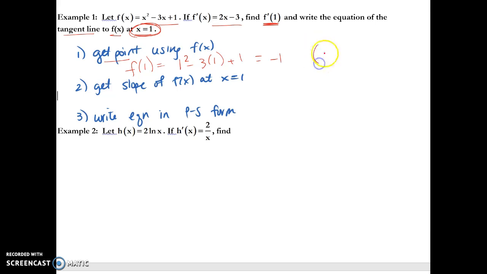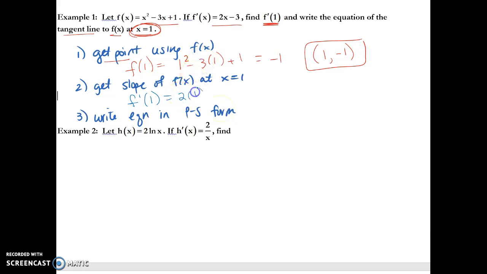So that means the point that I'm looking at is (1, -1). And that is the first thing that I need. The second thing that I need is the slope of f of x at x equals 1. And the slope of f of x is going to be written with symbols as f prime of 1. What that tells me is the slope of the function f of x at the x value of 1. And to find that, I just plug 1 into my derivative equation.